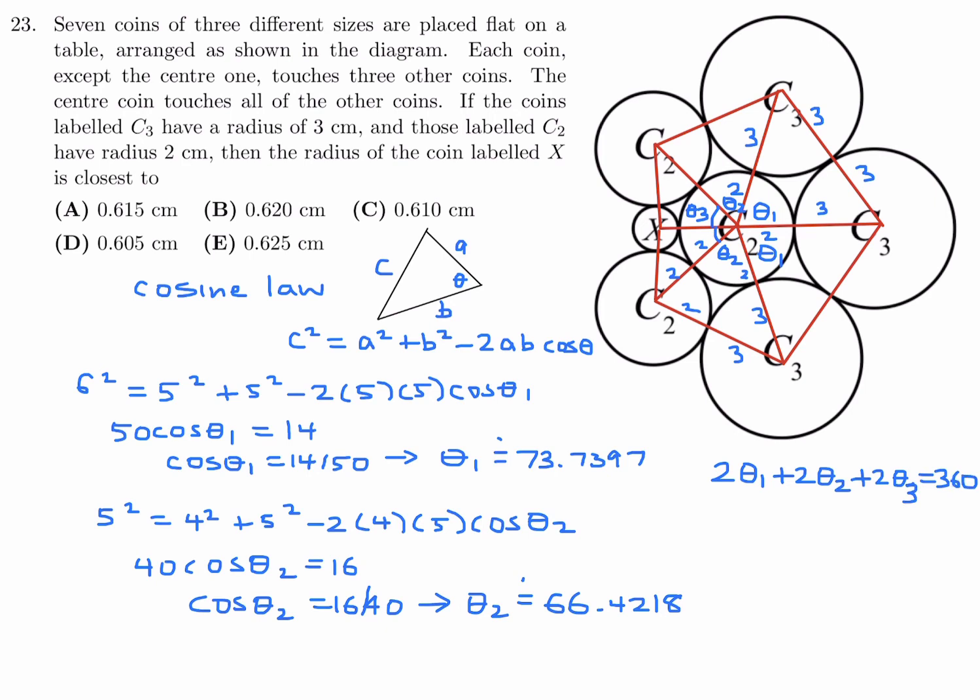So divide through by 2, theta 1 plus theta 2 plus theta 3 would equal 180. Well, theta 1 is right here and theta 2 is right there. Substitute those in and solve for theta 3. And when you do, you get theta 3 is equal to approximately 39.8385.